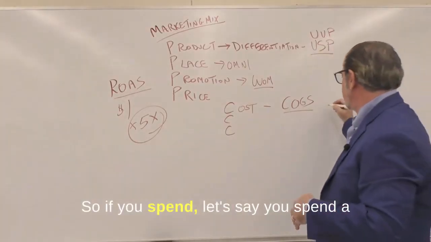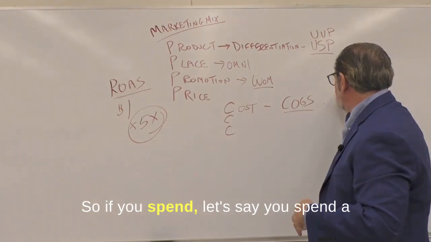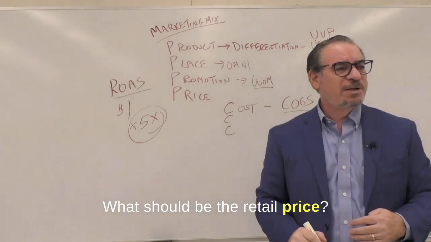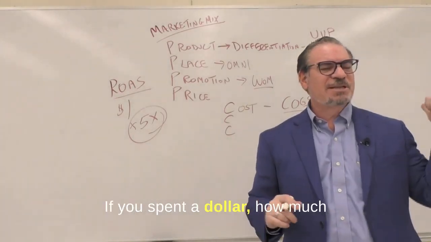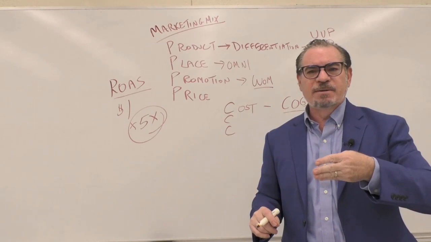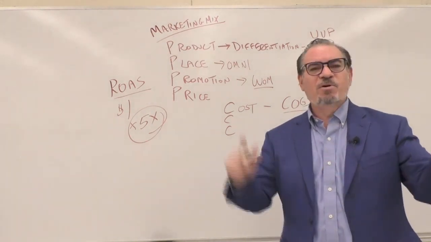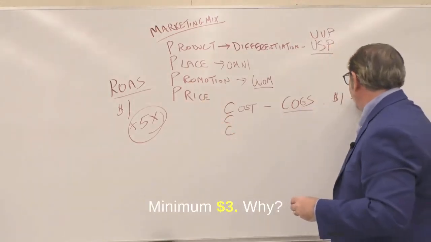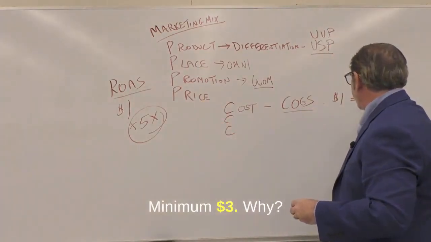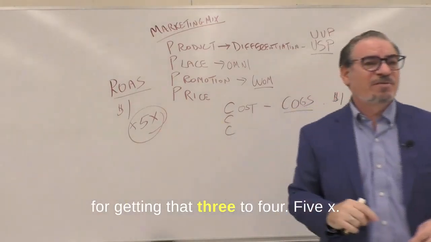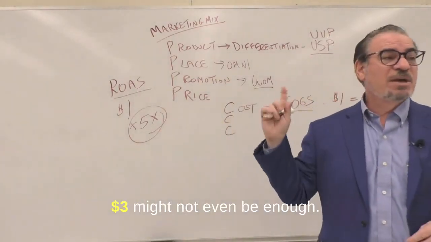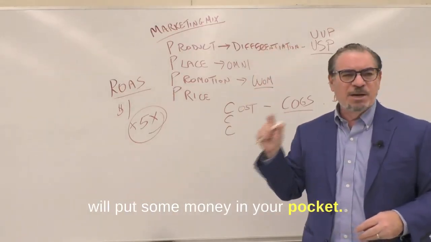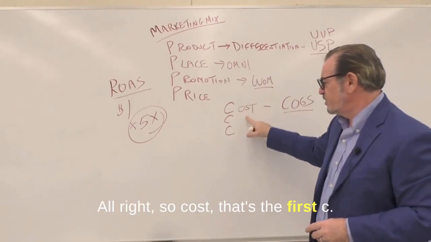So let's say you spend $1 on something, what should you sell it for? What should be the retail price? If you spent $1, how much should you sell it for online? At least 3, right? Minimum $3, because like I said, we're looking for getting that 3 to 4, 5x. $3 might not even be enough. You might be a little higher, but $3 will put some money in your pocket. All right, so cost, that's the first C.